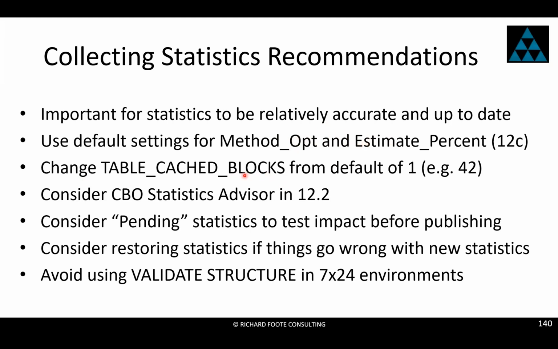Table cache blocks need to be changed from the default of 1, all right? Set it to 42, probably set it to 16 would be the safest value. All right. It just mimics how ASSM does its free list maintenance, what used to be free lists, how the number of blocks that Oracle will try to avoid for contention. It's much better than 1. Strongly recommend doing that. You will find you'll have much more accurate clustering factors.